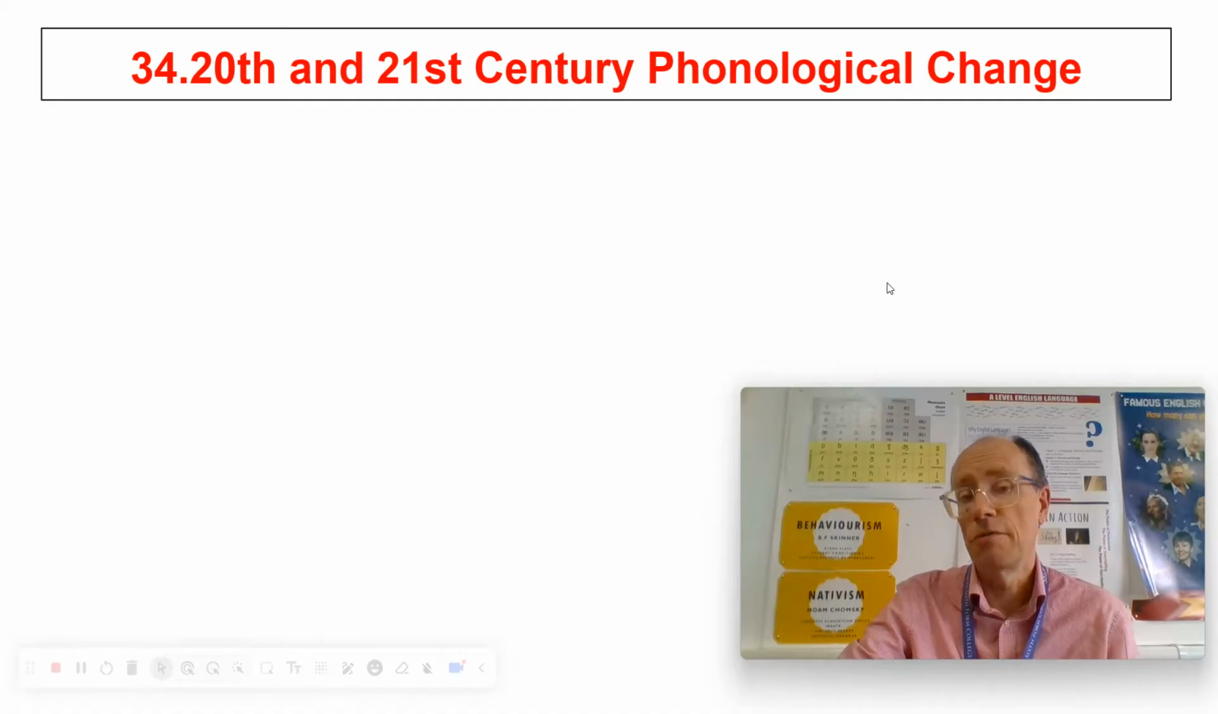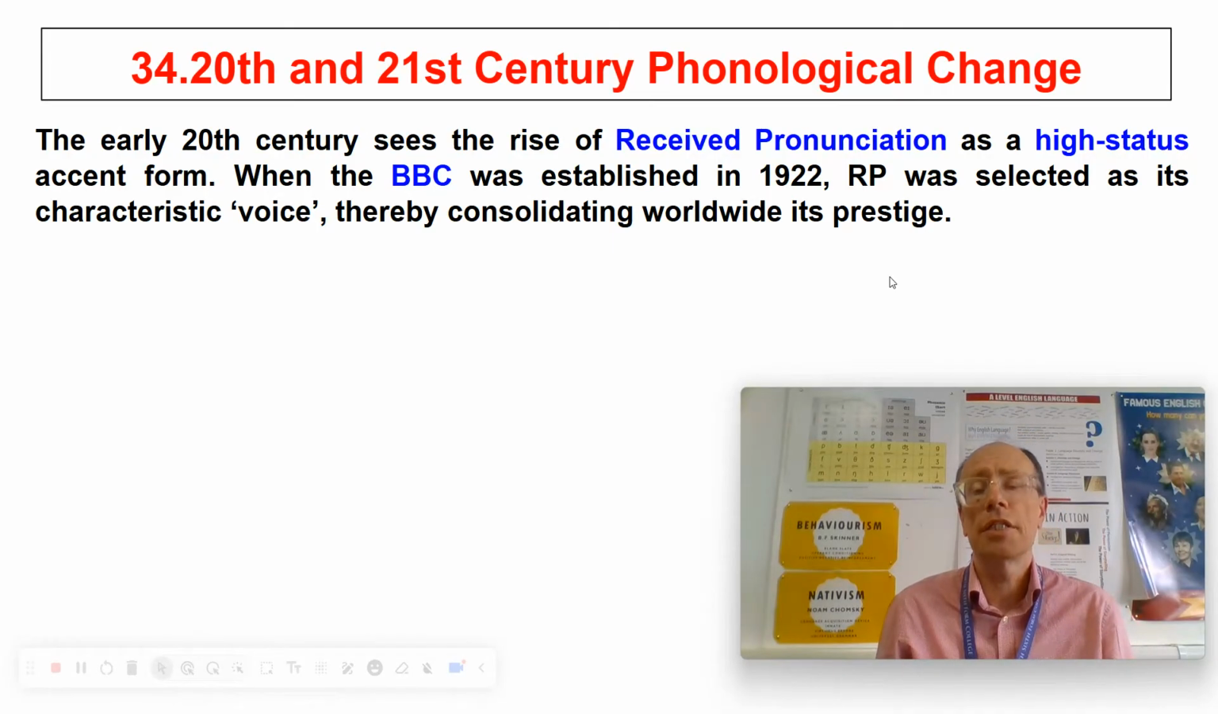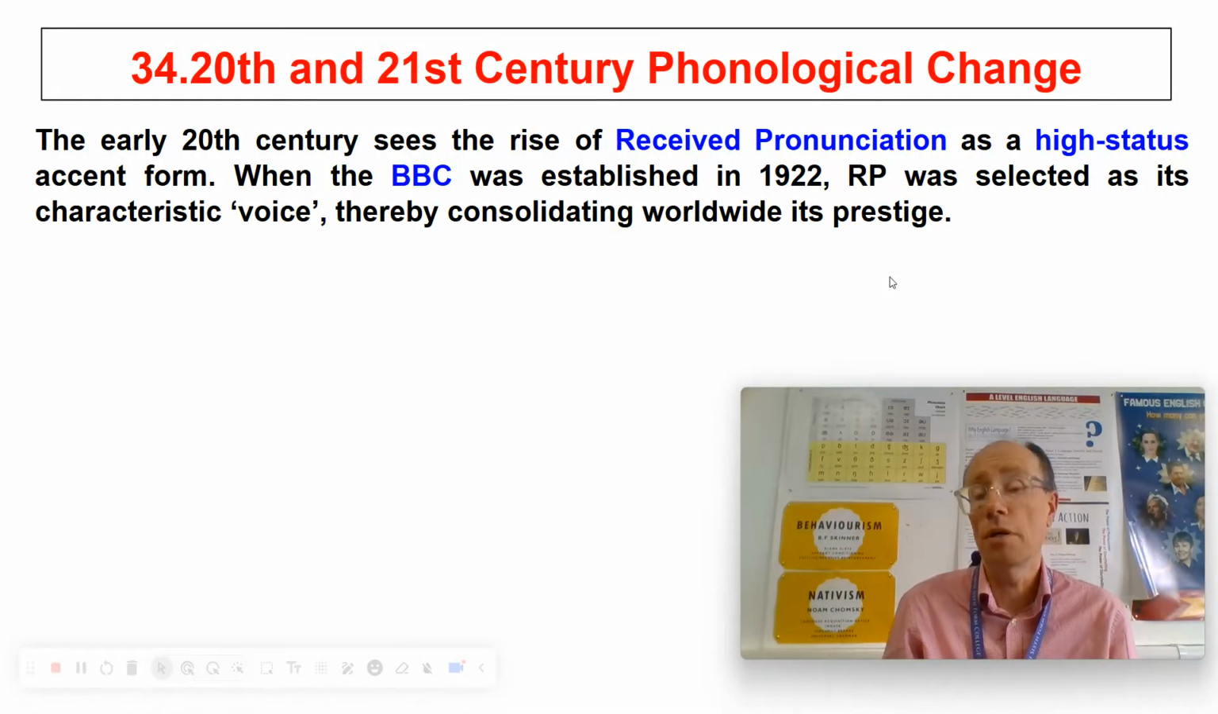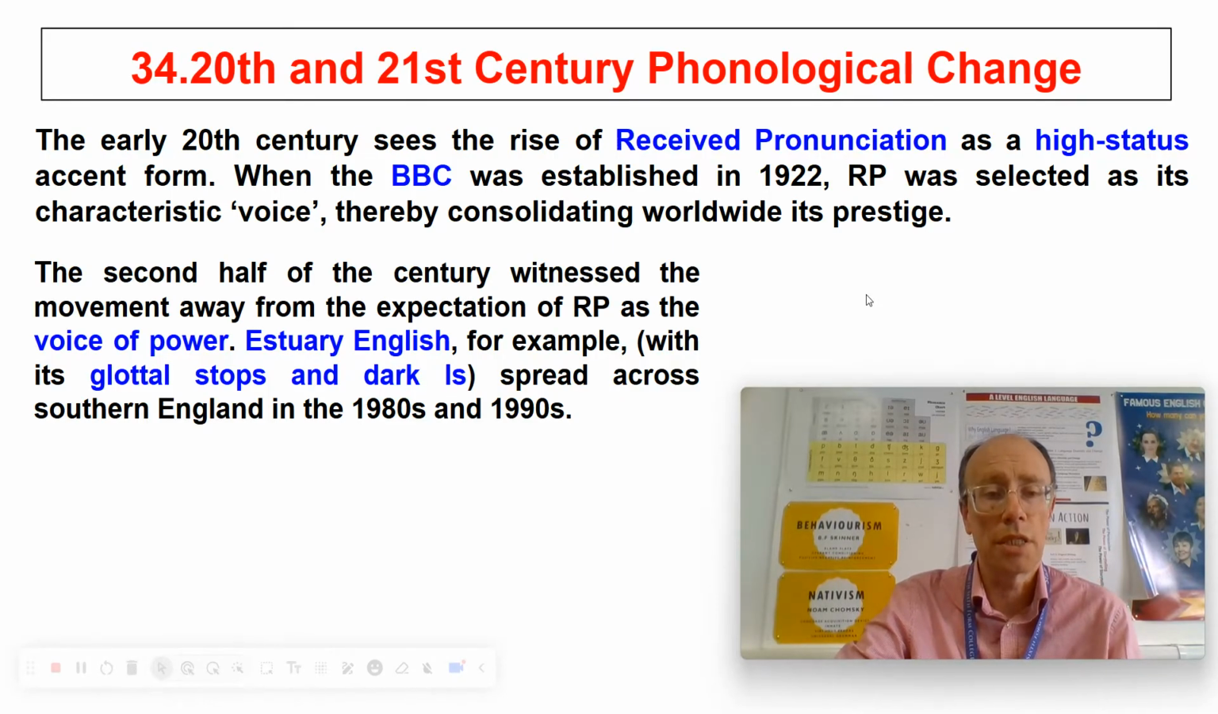Language change concept 34 is about 20th and 21st century phonological change. The phonological change just keeps giving. In the early 20th century we get the rise of RP, Received Pronunciation. This becomes a kind of high status accent form. This is helped because the BBC was established in 1922 and the executives decided that RP was going to be the characteristic voice, not only of the nation, but internationally across the world. And so this consolidated its prestige. So we've got the development of RP in the early 20th century.